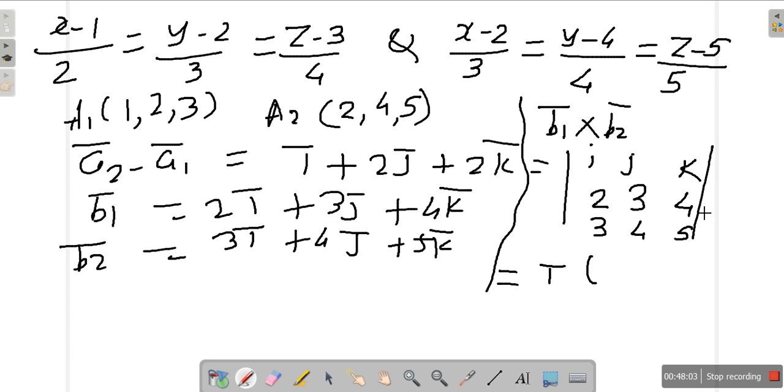Fifteen minus 16. 10 minus 12. 8 minus 9. So this is B1 cross B2 and this is A2 minus A1. Now we'll again put in the formula and we'll get the answer.